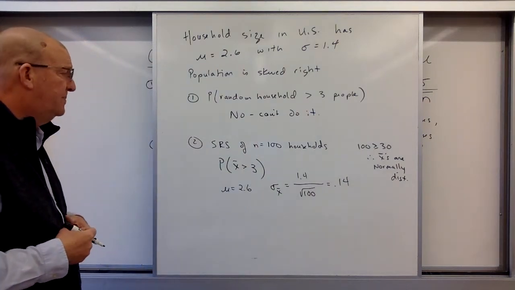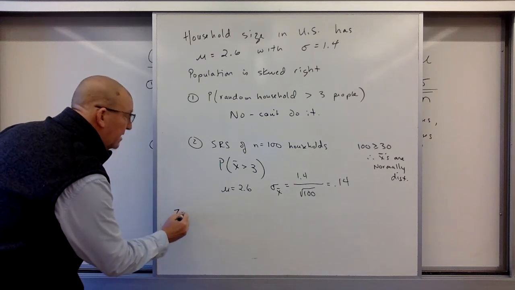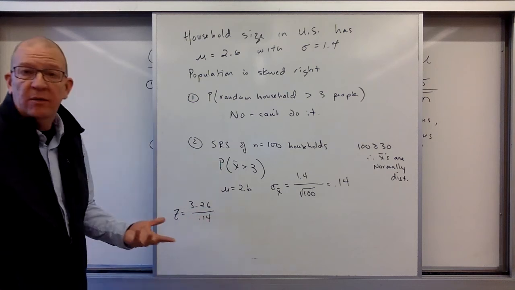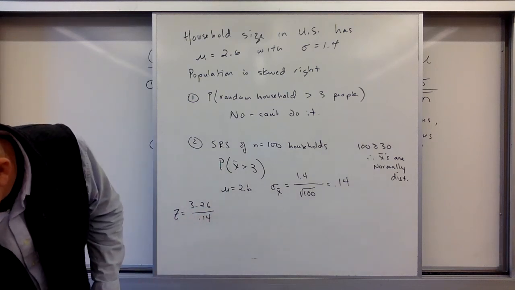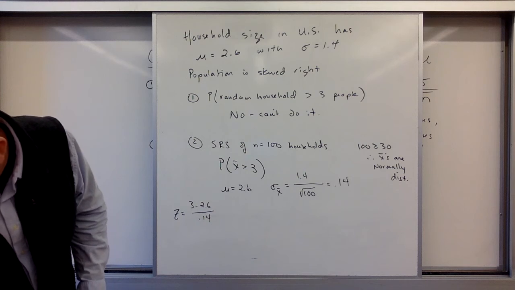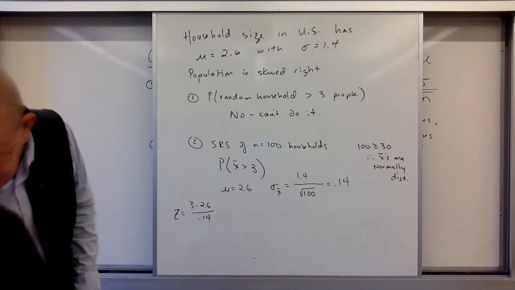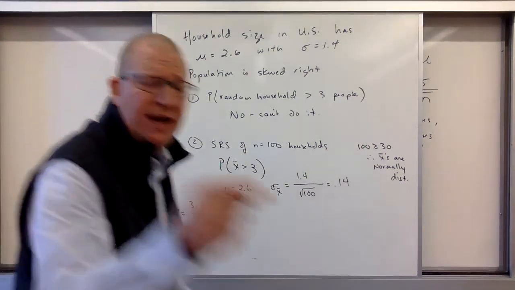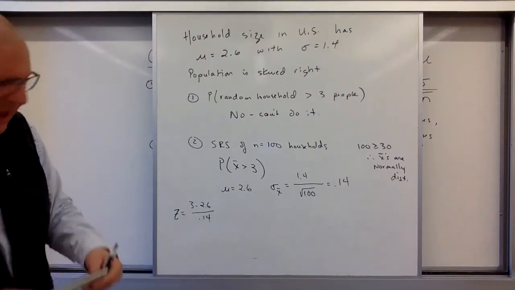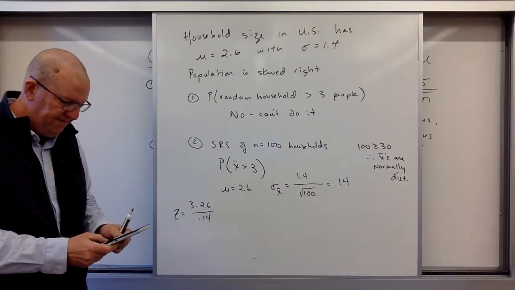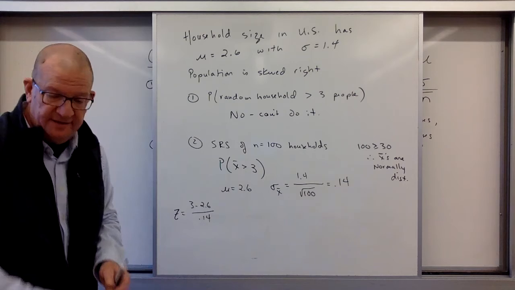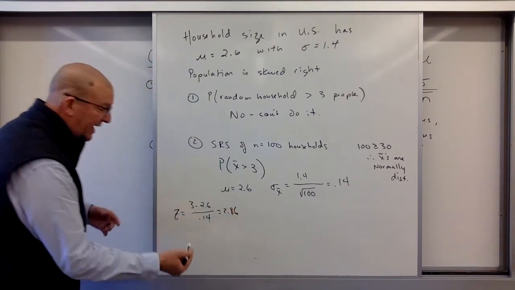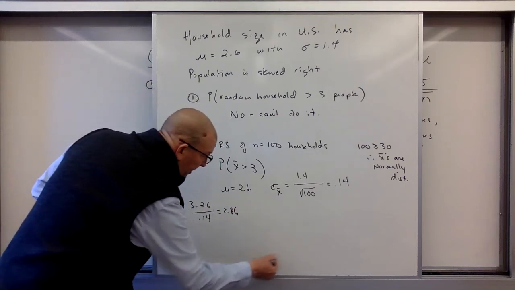Okay, so let's finish this up now. Our z is going to be 3 minus 2.6 divided by 0.14. This comes out to be about 2.86, I believe. We can check that on the calculator. You can check that as well. So that's 0.4 divided by 0.14. Yes, about 2.86. So we'll say approximately 2.86. So there's my z. Second step, of course, is to draw our normal curve.